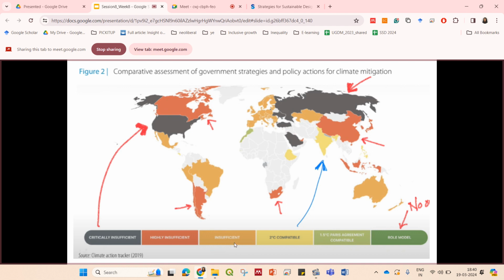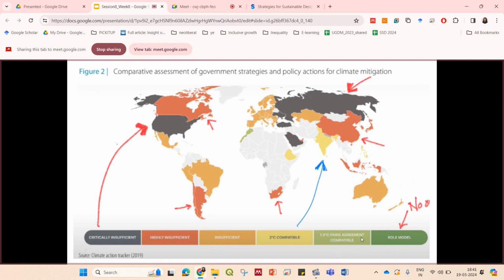Then there are countries which are insufficient but not so much, like Mexico, Australia, New Zealand. Then there are countries which are 2 degrees Celsius compatible. So their policy actions make them compatible to limit the atmospheric temperature rise to only 2 degrees Celsius. So India is one of those countries.